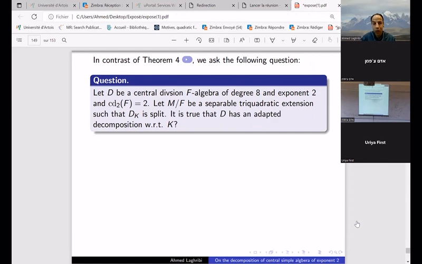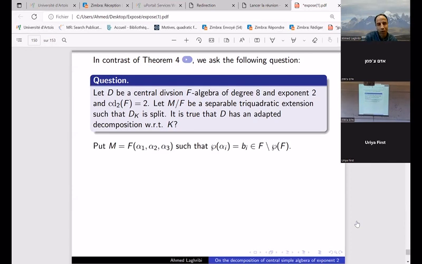So the question is the following. Let D be a central division algebra of degree 8, exponent 2, cohomological 2-dimension is 2, and let K be a separable 3-quadratic extension such that D_K is split. Is it true that D has an adapted decomposition with respect to K? So we have no answer. And for sure, to try to answer this question, the first step is to try to understand the Witt kernel of a 3-quadratic separable extension.